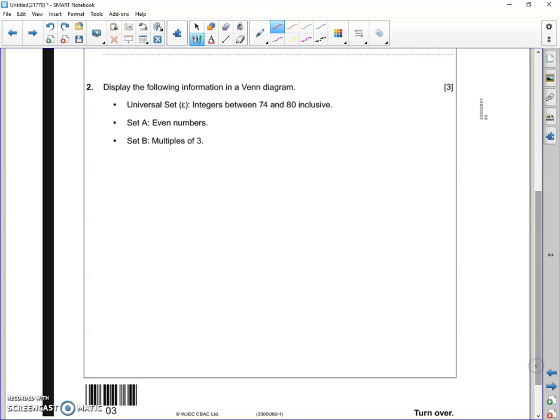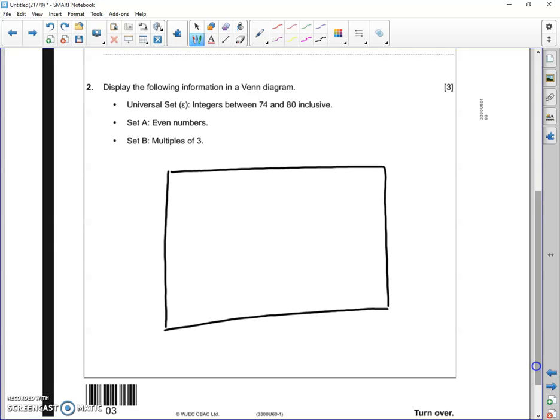Question 2 is a Venn diagram question. Okay, you've got to be a little bit careful here. That funny little sort of E symbol stands for the universal set. It means all the numbers. So our universal set is every number between 74 and 80, including those. So your Venn diagram should go into a rectangle with your little E that just tells you that all of the numbers are in the rectangle somewhere.